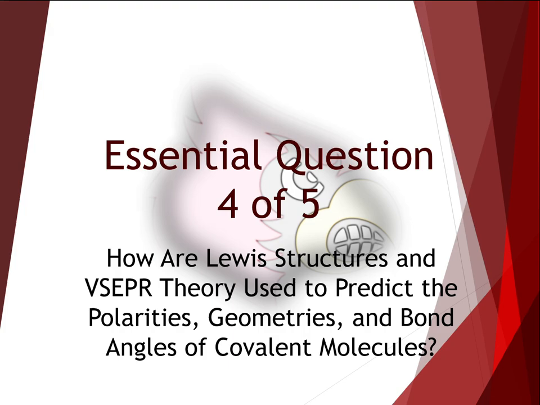At this point, you should be able to generate a full and appropriate response to today's essential question. How are Lewis structures and VSEPR theory used to predict the polarities, geometries, and bond angles of covalent molecules?